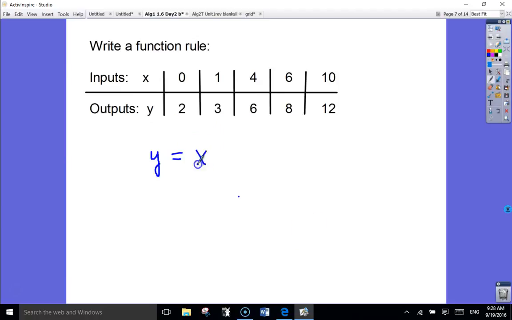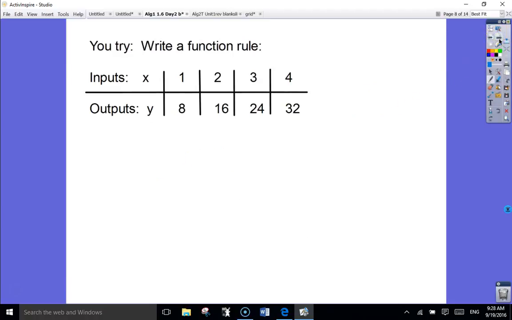Y equals X plus 2. Correct. Okay, here's your Try. What is the function rule for the pattern?